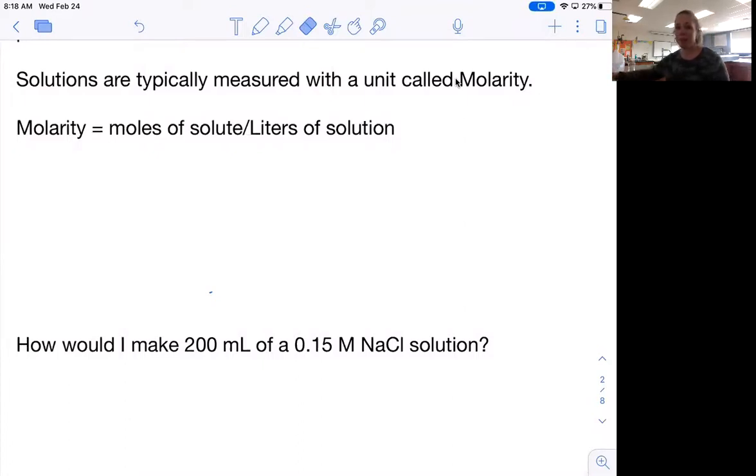All right, so to keep this brief, solutions are usually measured with a unit called molarity. There are other units that are used. However, first of all, the AP test does not assess those other units, but just so you know, when you go to college chemistry, you will probably be taught about a unit called molality or parts per million or parts per billion. There are different ways to measure, okay? But molarity is hands down the one that chemists use the most, okay?